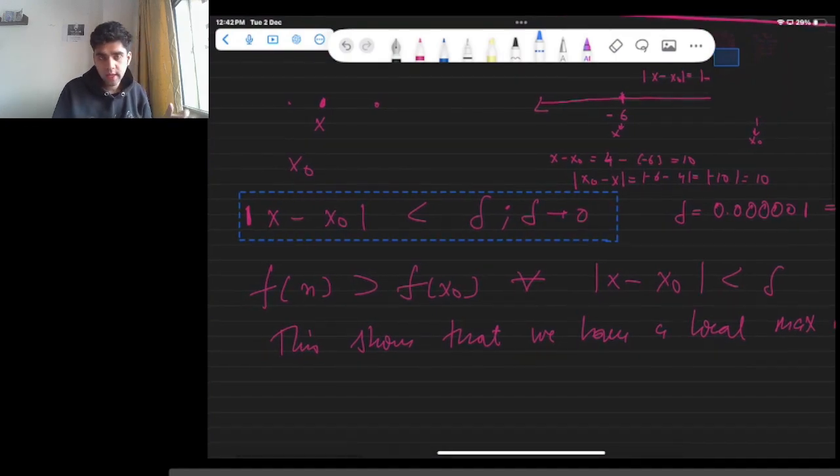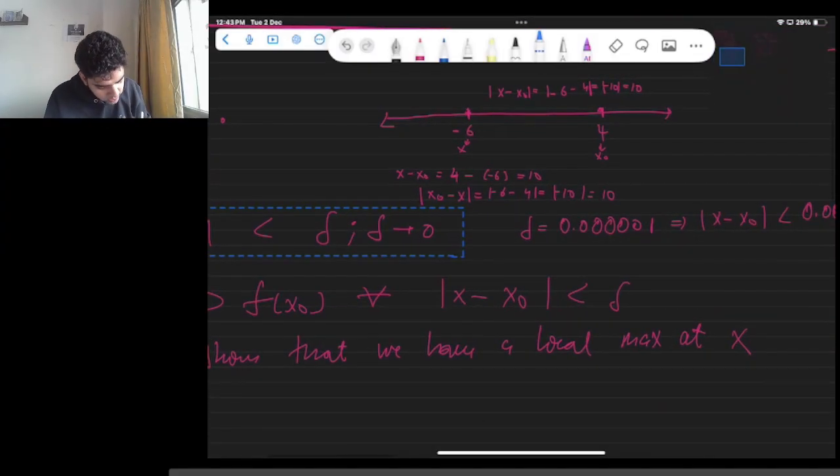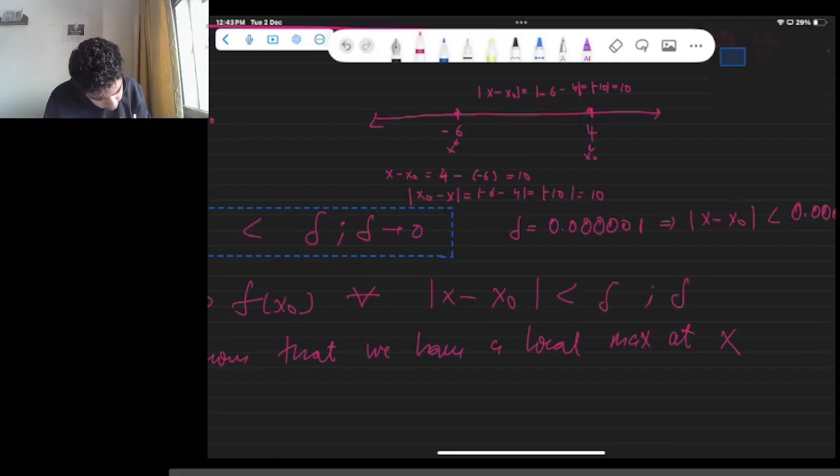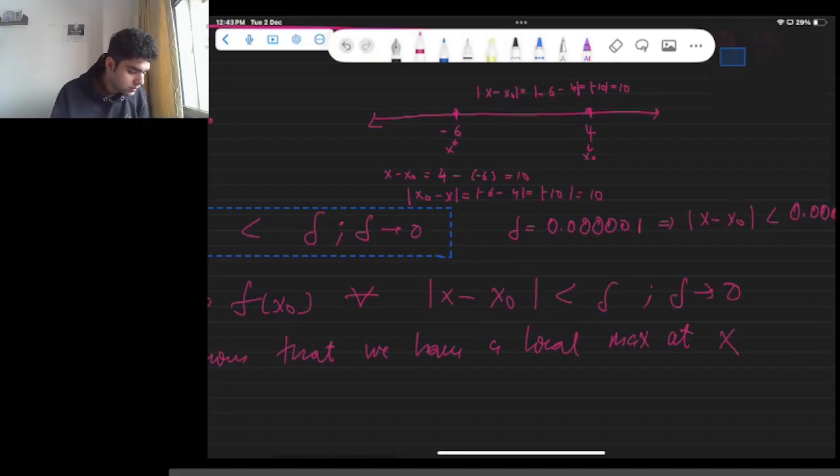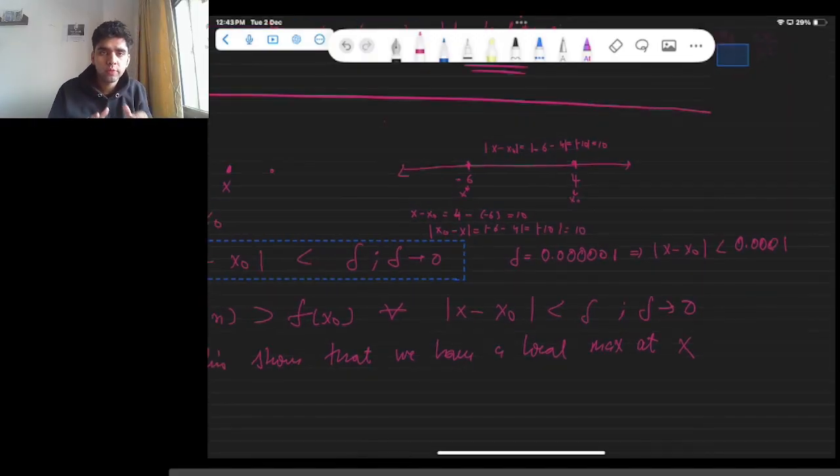And now I'm saying f(x), with |x minus x naught| less than delta, and delta is going to 0, so the two points are very close. Now I'm saying that for any x which is close to x naught, f(x) is always greater than f(x naught) for all |x minus x naught| less than delta, where delta is going to 0.